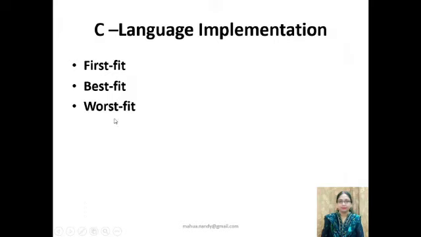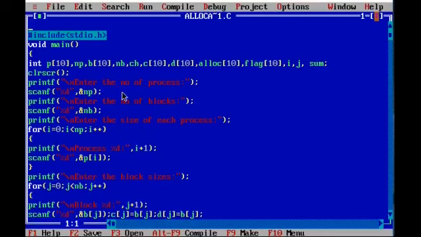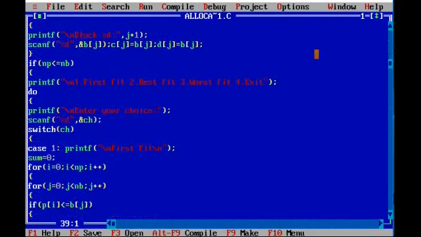Now we are moving forward to the C language implementation of first fit, best fit and worst fit algorithm. The program takes 4 user inputs: the total number of processes, total number of blocks, size of each process and block sizes. After taking these inputs, we have written the program as a menu driven program using switch case. The first option is first fit, second one best fit and third one is worst fit. Fourth option is exit. The loop will continue until the fourth option, the exit option, is chosen by the user.